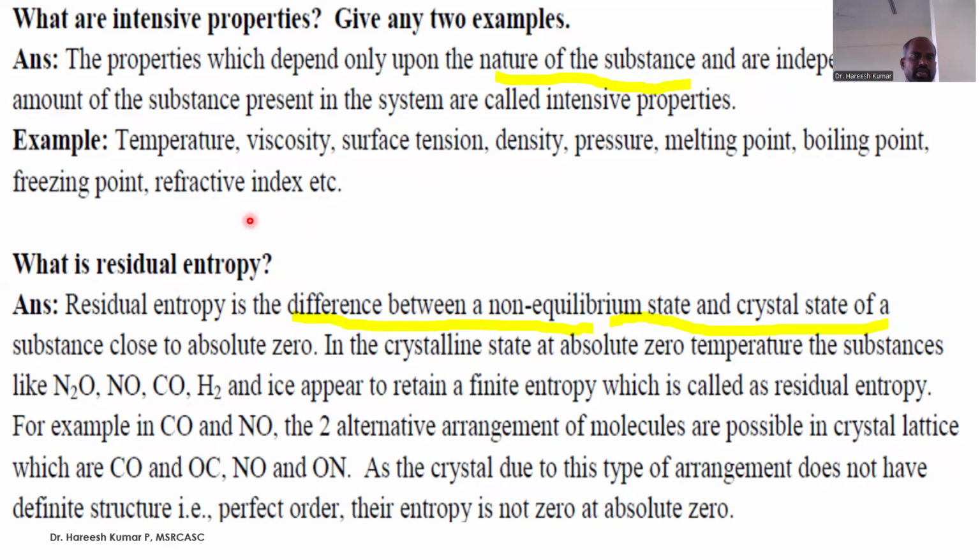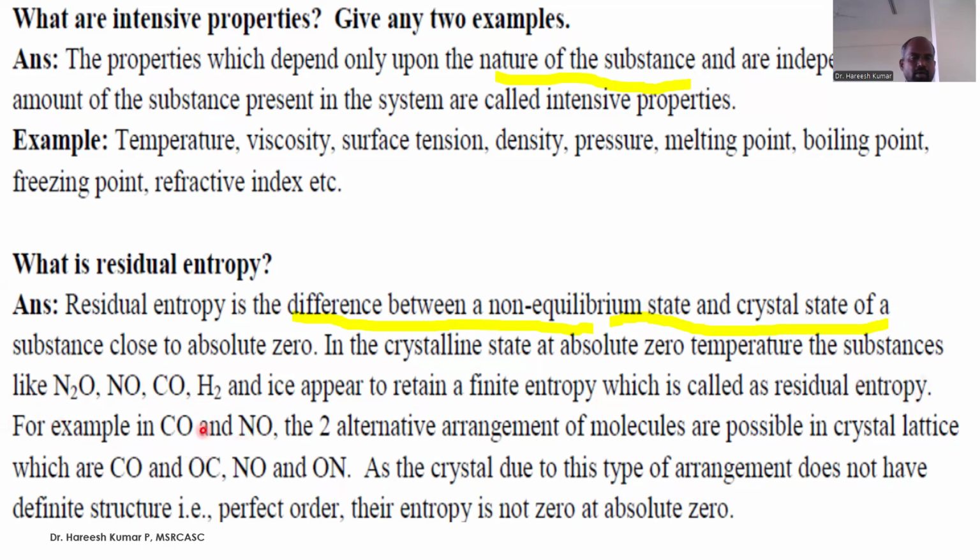What is residual entropy? Residual entropy is the difference between the non-equilibrium state and the crystal state of the substance close to absolute zero. In the crystalline state at absolute zero temperature, substances like nitrogen dioxide, nitrous oxide, nitric oxide, carbon monoxide, hydrogen, and ice appear to retain finite entropy, which is called residual entropy.